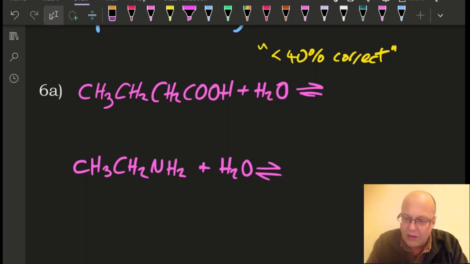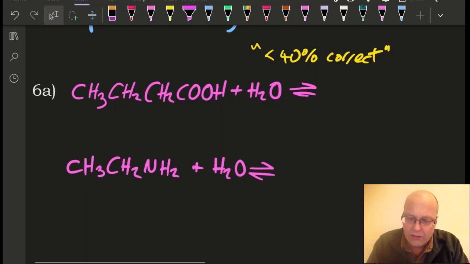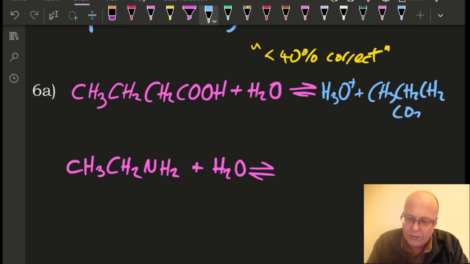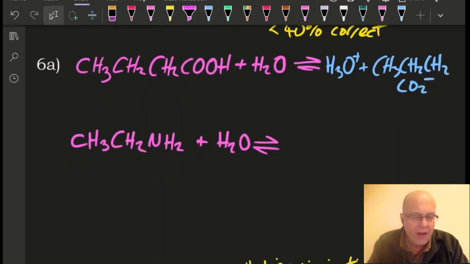So if it's an acid, it's going to lose an H plus, isn't it? So let's put that H plus on the water. And then what have I got left? If I've removed that H plus, what have I got left? CH3, CH2, CH2, CO2 minus. Formatting could be better.